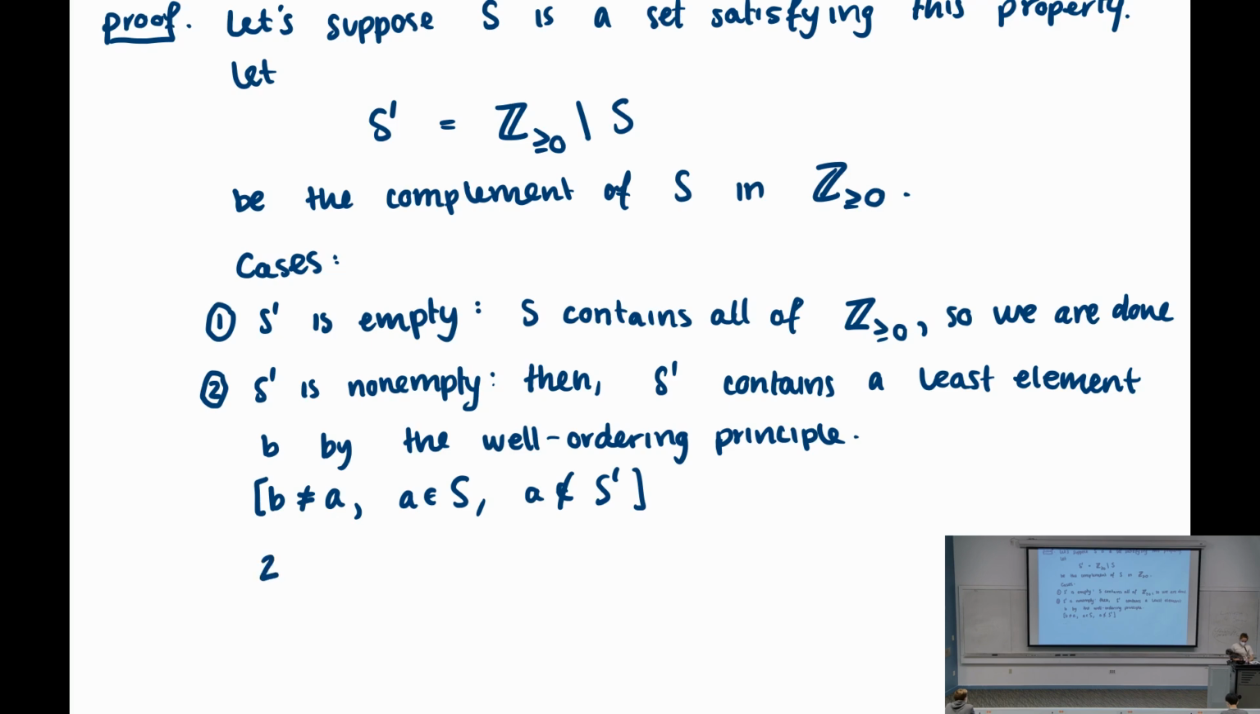So first, this is like case 2A. So let's suppose B is less than A. So what would this mean if B was less than A?